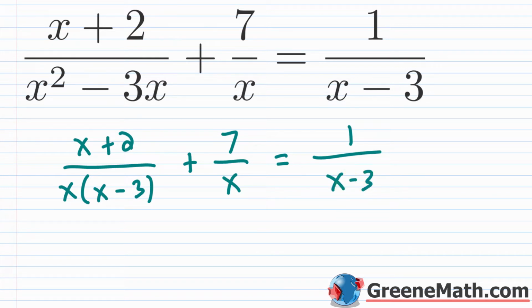Okay. Looking at this guy, this has an x here, and this has an x here. Then this has an x minus 3 here, and this has an x minus 3 here. So the LCD would just be the x times the quantity x minus 3. So let me actually put a box around this. I'm just going to multiply both sides of the equation by that so I can clear all my denominators.